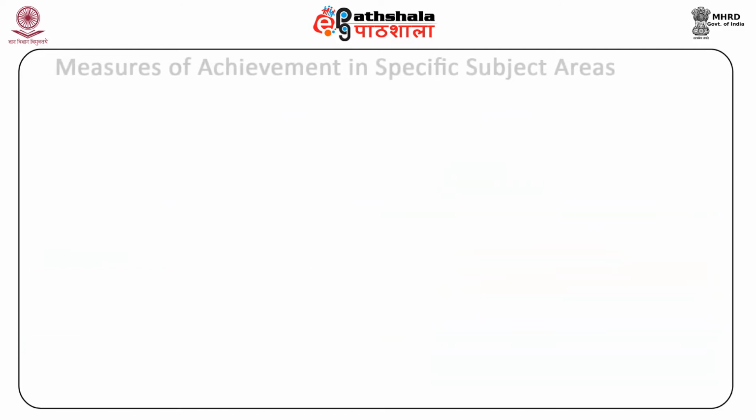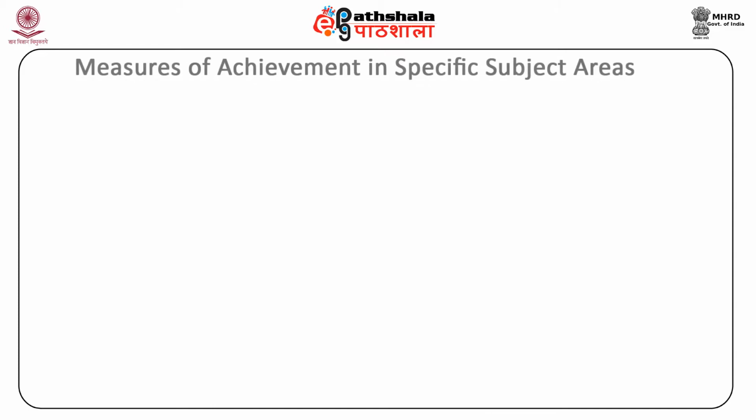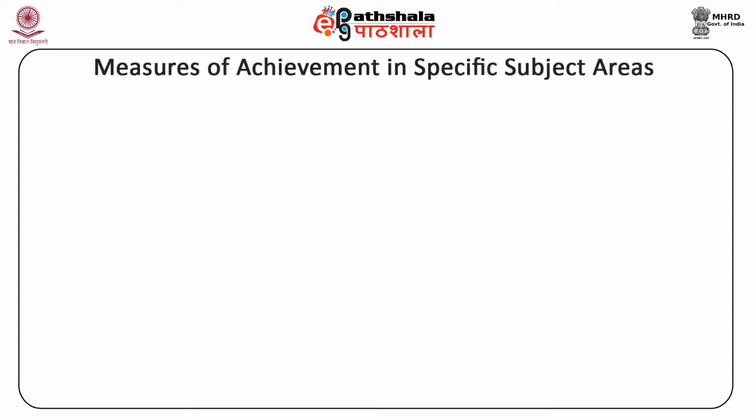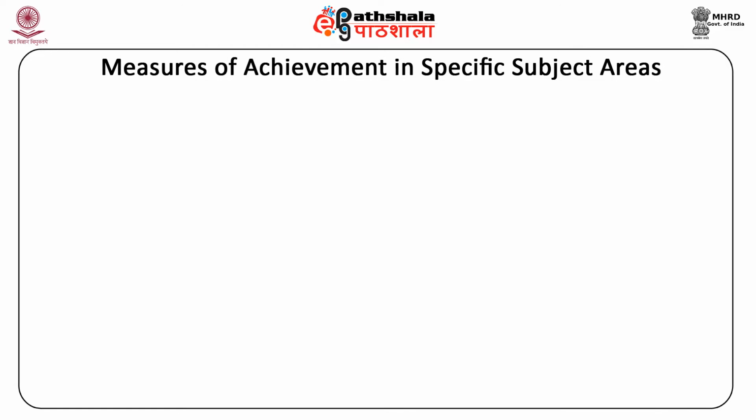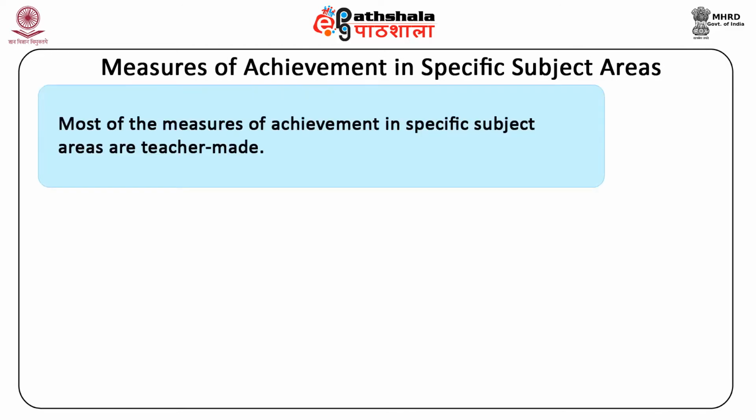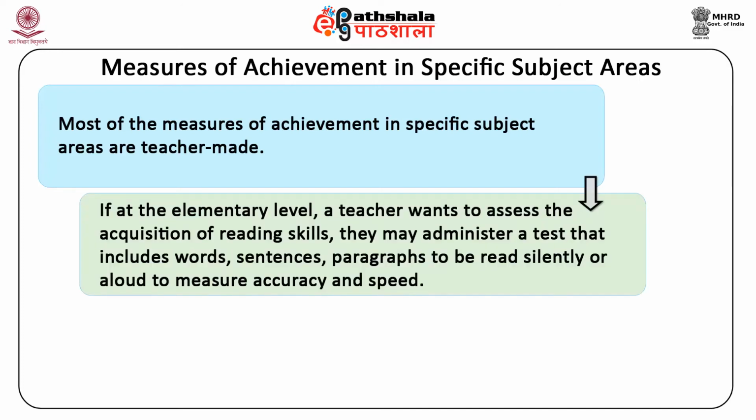Measures of achievement in specific subject areas. Though there are a number of standardized instruments designed to gauge achievement in specific areas, most of the measures of achievement in specific subject areas are teacher-made, that is, created by the teachers to give a quiz, a test, or a term-end examination in a course. If at the elementary level a teacher wants to assess the acquisition of reading skills, they may administer a test that includes words, sentences, paragraphs to be read silently or aloud to measure accuracy and speed.